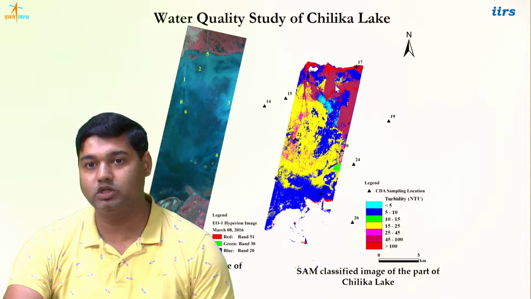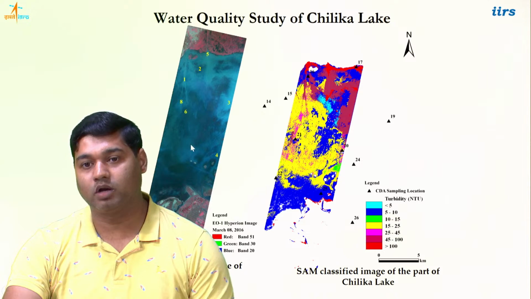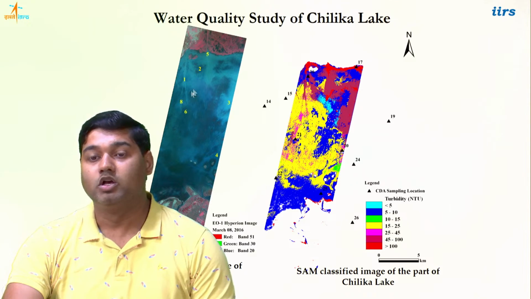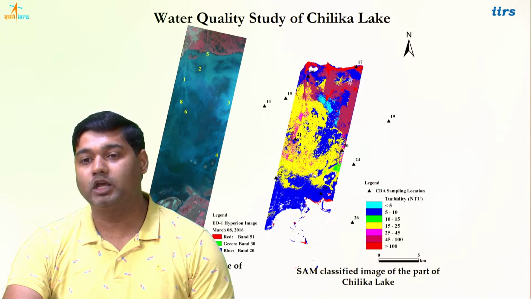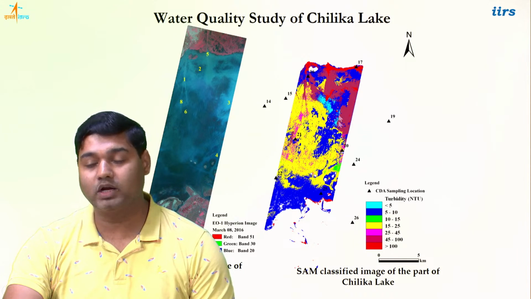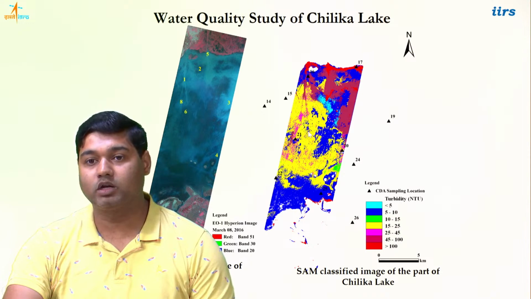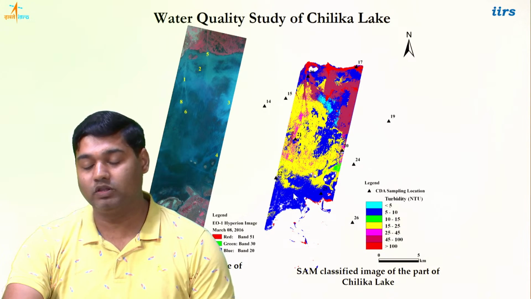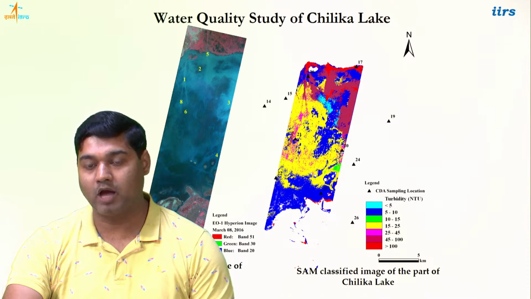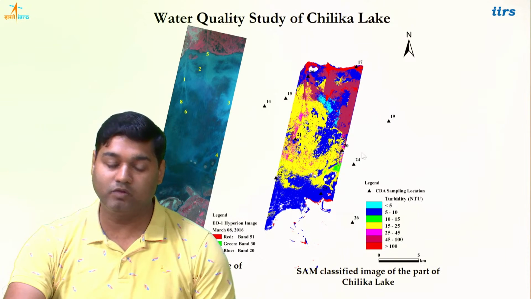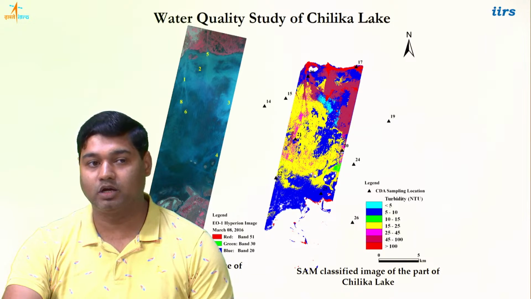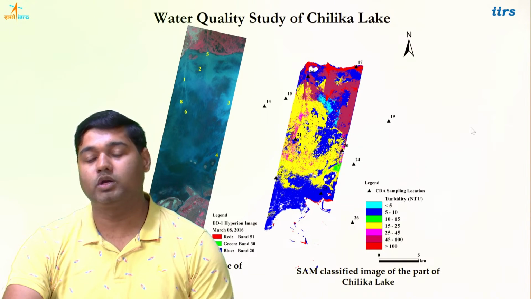We measured the turbidity of the particular water locations. When we classified that, we were able to classify different turbidity levels, and we classified the water quality with the help of hyperspectral data. And when we matched with the turbidity meter data, it was coming out more or less similar.